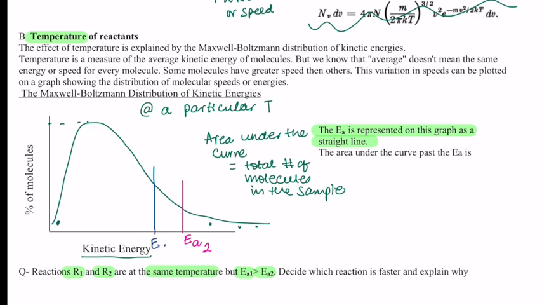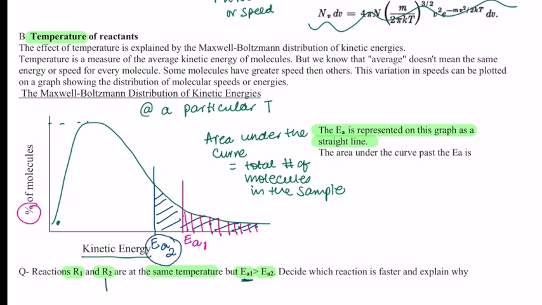So let's draw a new vertical line representing EA. Now the question says EA1 is greater than EA2. So on the kinetic energy axis, pink EA is greater than the blue EA. So let's call pink 1 and blue 2. This means that the area under the green curve to the right of the blue line is all the molecules that meet the minimum energy requirement for reaction 2, whereas only the pink area under the green curve are the molecules that meet the minimum energy requirement for reaction 1.